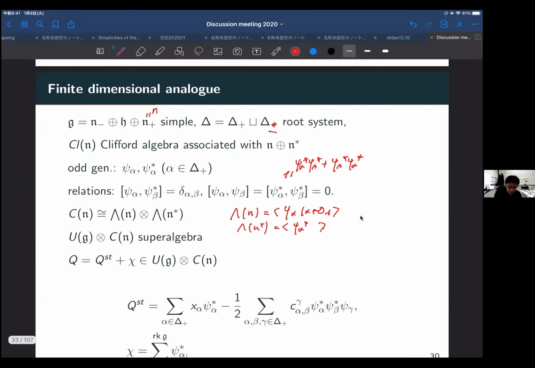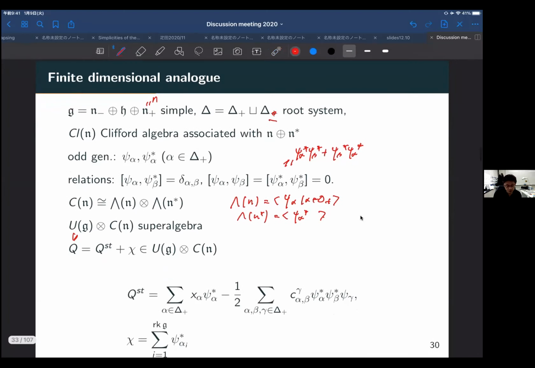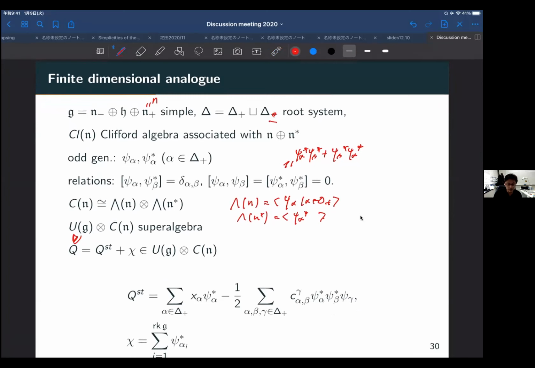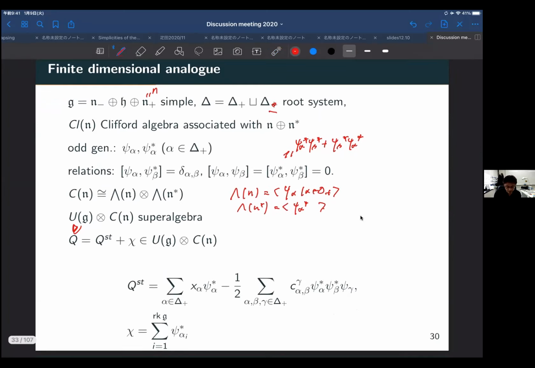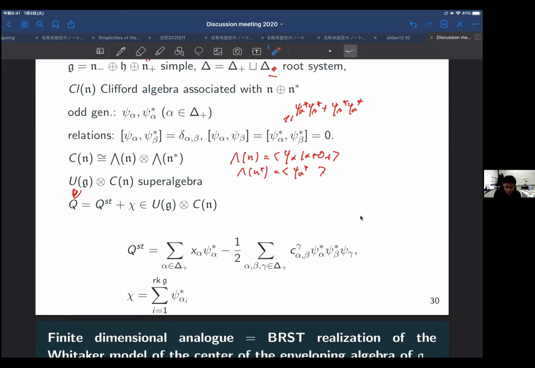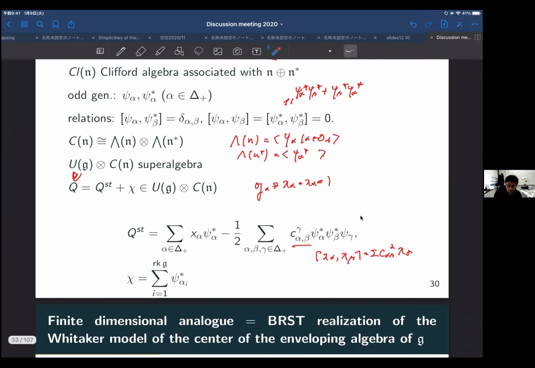And I define an element here, Q, which is a finite dimensional analog of the element Q I defined for the affine case. So this is the sum of a standard differential and this chi. So I'm again omitting the tensor product sign. So x alpha is a root vector. I'm fixing a root vector. And this is the structure constant. So [x alpha, x beta] is a sum of c alpha beta gamma x gamma. And yeah, so this is the definition of some elements Q_ST and Q_chi, which are odd elements.